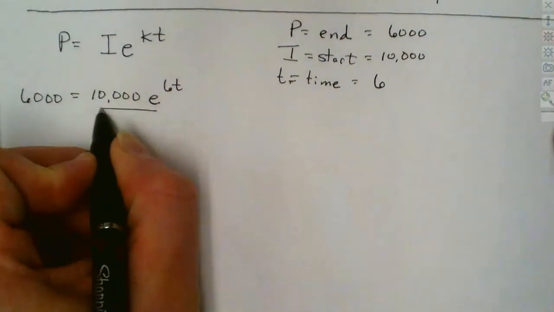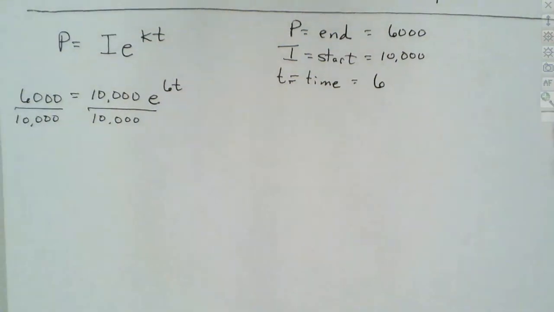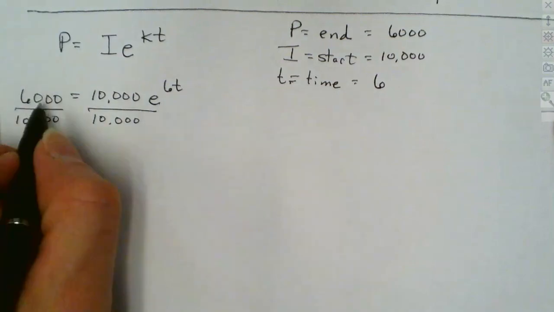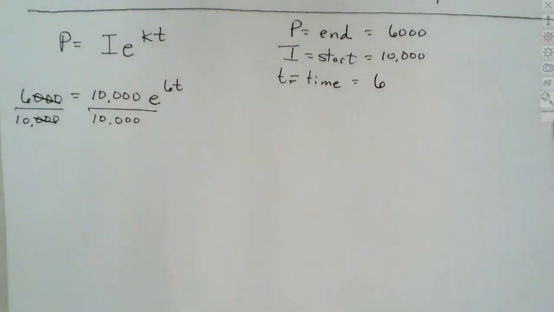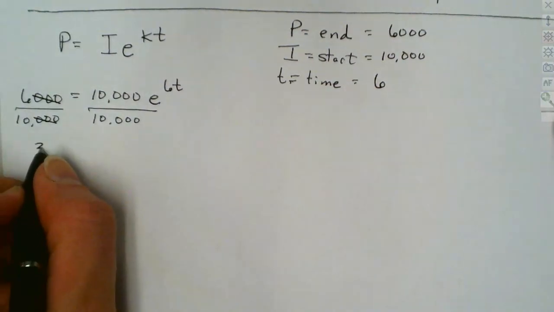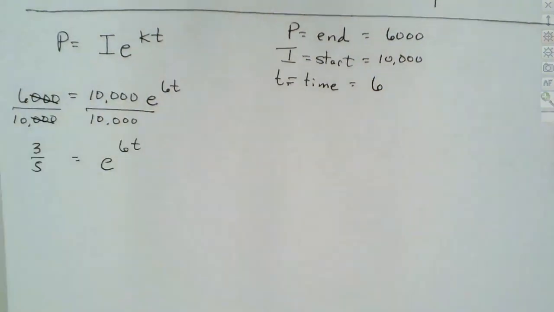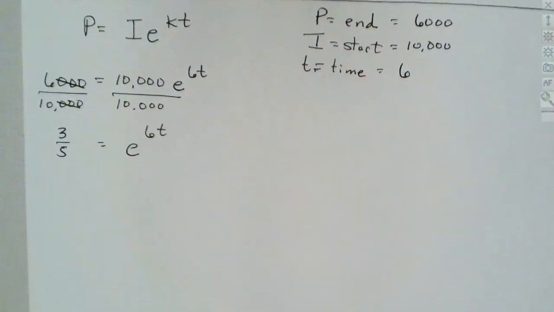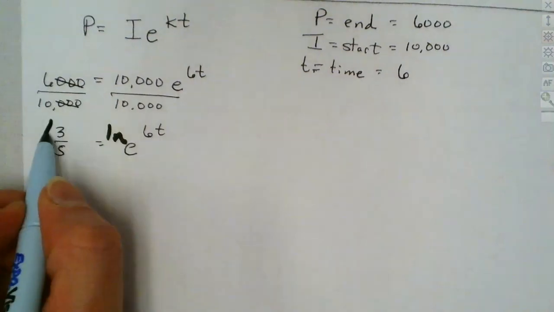So to get it by itself, we divide by our 10,000. And remember, whenever we divide like this, we can reduce this down very easily. So we'll go ahead and cross those triple zeros out. And we know that 6 over 10, well, that's going to reduce down to 3/5. Is everyone all right with that? So we got the e by itself. Now, how do we get rid of that e? Well, the opposite of the e is the natural log, the ln. We're going to take the natural log of both sides.